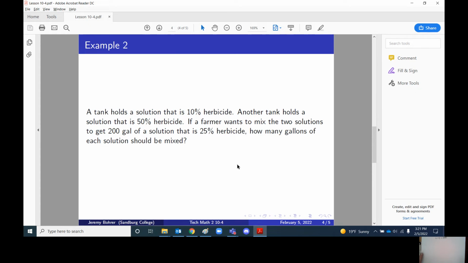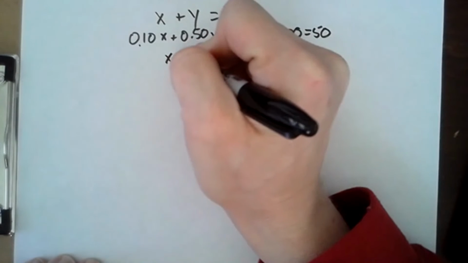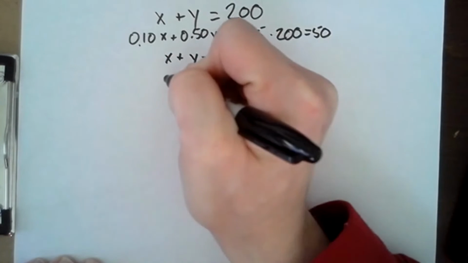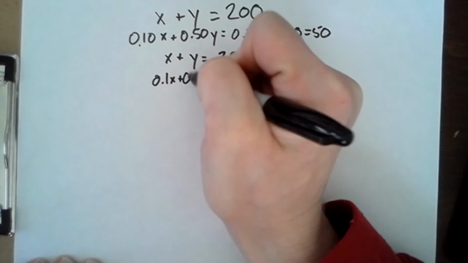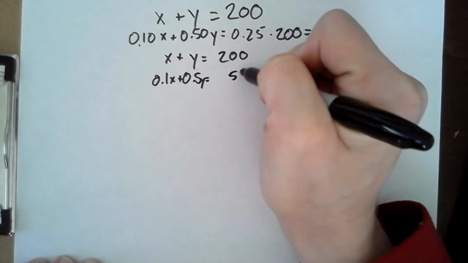The farmer wants to mix the two solutions to get 200 gallons of a solution that is 25% herbicide. Therefore, we take the 0.10 times X plus 0.5 times Y, or 0.50, to get 0.25 times 200, which is 50. Going back to my paper, here are the equations I've come up with. X plus Y equals 200, and 0.1x plus 0.5y equals 50.